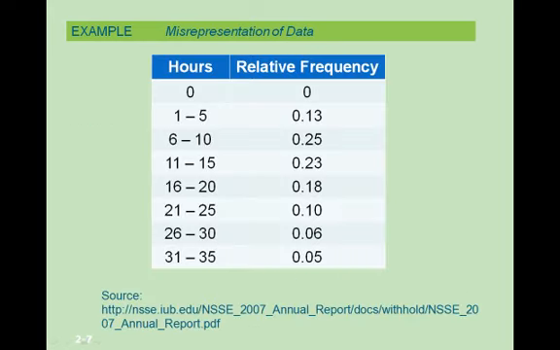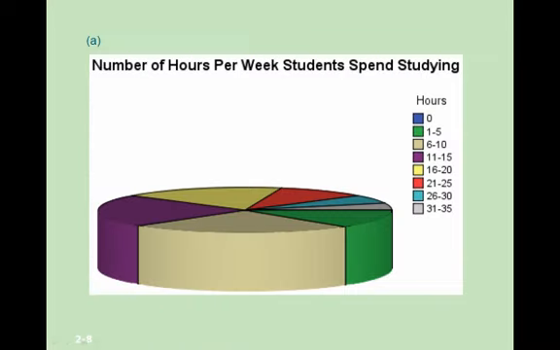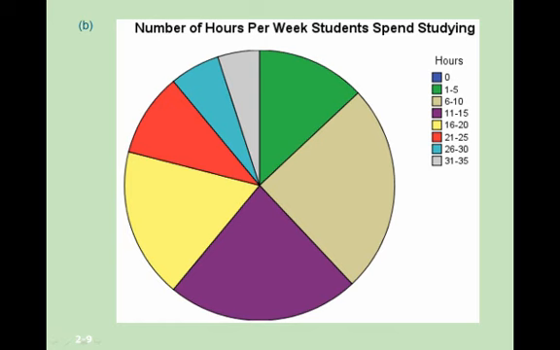So here's our data, and here is our first pie chart. Notice, because it's three-dimensional, the pie that is at the forefront, which was the 6 to 10 hours segment, looks extremely large, much larger than all the other sections. But if we look at it in 2 dimensions, we see that it's not much bigger than the 11 to 15 hour category or the 16 to 20 hour category. Those three are fairly close.